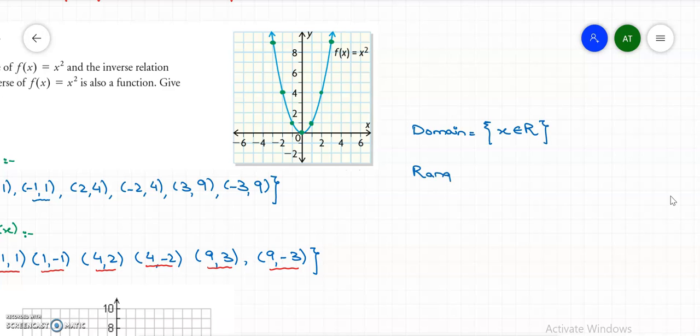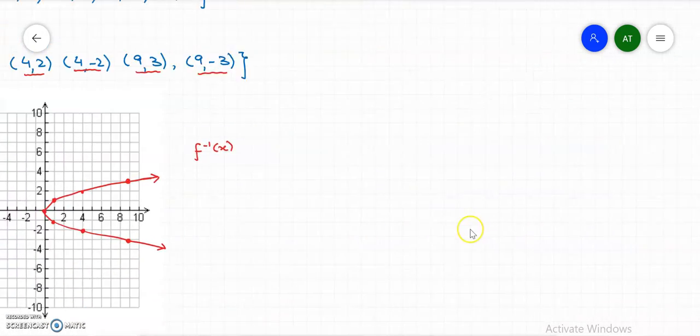And for the range of the function f of x, we can say y belongs to real numbers, and we can see all the y values that are included in the graph are positive. They are 0, 1, 2, 3, 4 positive y values. So we can say y is greater than or equal to 0 is the range. And to state the domain and range of the inverse relation, the domain would be the range and the range would be the domain. We need to switch the domain and range.